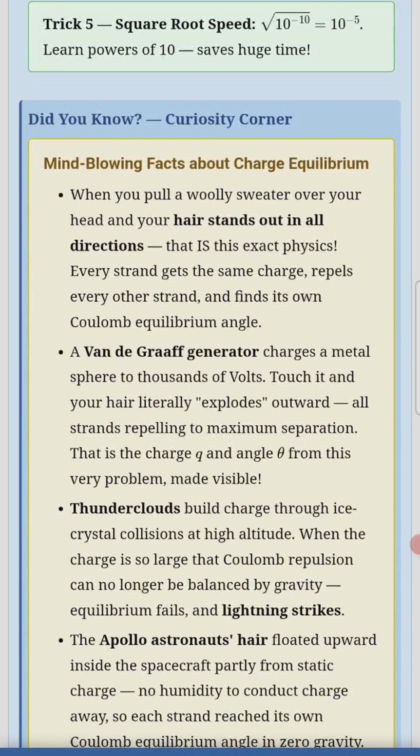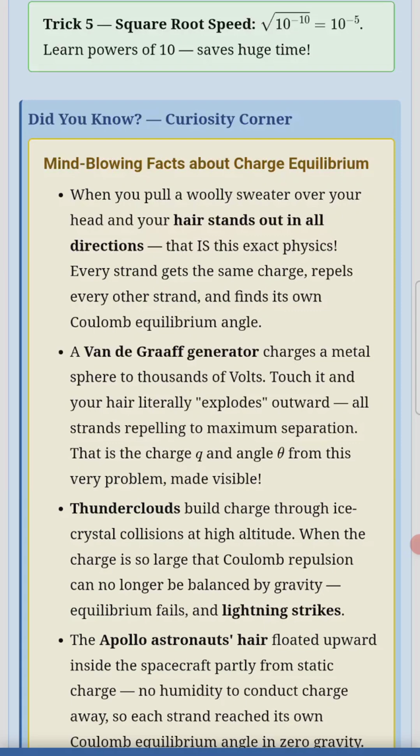Curiosity corner for example 3. Did you know that when you pull a woolly sweater over your head and your hair stands out in all directions, that is this exact physics? Every strand gets the same charge, repels every other strand, and finds its own Coulomb equilibrium angle. A Van de Graaff generator charges a metal sphere to thousands of volts. Touch it and your hair literally explodes outward. That is the charge q and angle theta from this problem, made visible in real life.